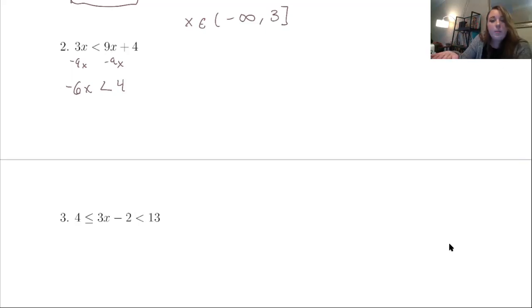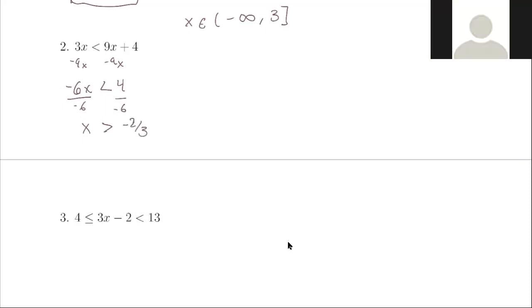Now I'm going to divide by negative 6, right? Divided by negative 6, divided by negative 6. So I get x. I divided by a negative, so I'm going to switch my inequality. So I can also negate my inequality. And that'll give me that x is greater than or equal to negative 2/3, right?